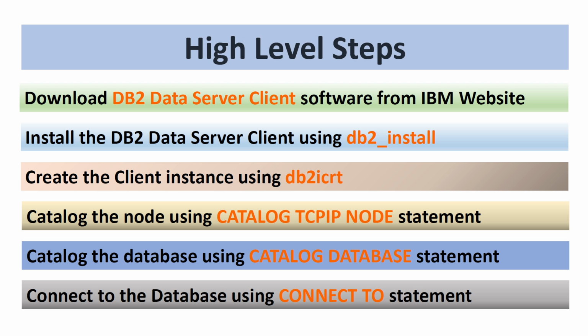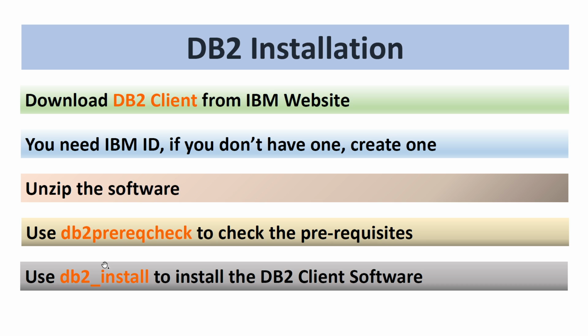First we will download the DB2 data server client from the IBM website, install the DB2 data server client using db2install, create the client instance using db2icrt, catalog the node using the catalog tcpip node command, catalog the database using the catalog database command, and connect to the database using the connect to command. Now let me repeat the steps. Download the software, install the software, create the instance, catalog the node, catalog the database, connect to the database. Let's see the steps in detail.